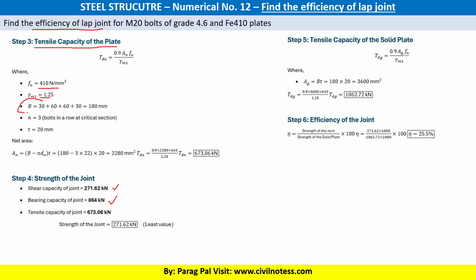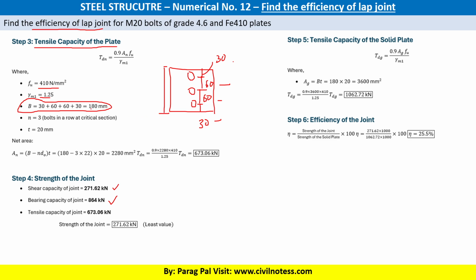Now this classification that I have mentioned here is from the diagram. So basically I have this plate, and I have assigned 1, 2, 3, where the edge distance is 30 and pitch distance is 60. Remember this one is 30. So 30 plus 60 plus 60 plus 30, I get total B from here to here. My total B is equal to 180 mm.